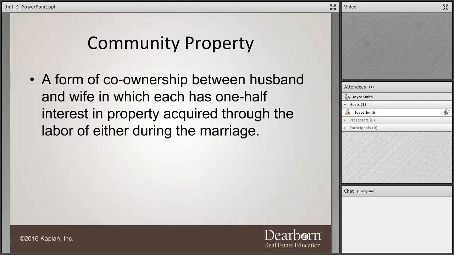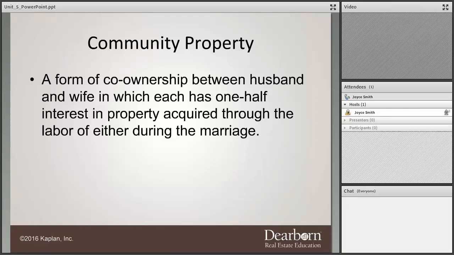Community property is a form of co-ownership between husband and wife in which each has a 1/2 interest in property acquired through the labor of either during the marriage. So when famous people get divorced, they try to go to a state that may or may not have community property, depending on how they want to get rights to that other person's property. If it's a community property state and somebody brought a lot of wealth into the marriage, they wouldn't be wanting to divorce. The person that has the wealth might divorce in a community property state, but somebody else might say, no, we want to divorce somewhere else so that I can recognize other things that you brought into the marriage as part of my property. Is that equitable or fair?